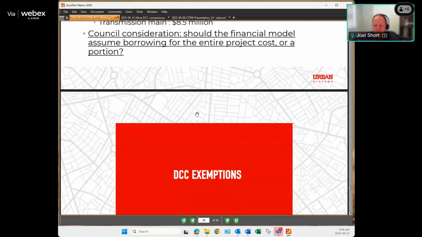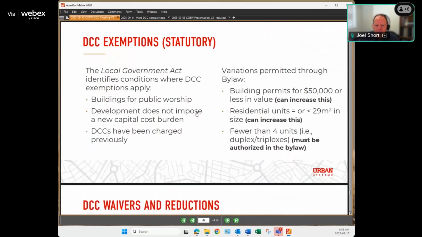Okay, sounds good. I'll also quickly go over some exemptions. I won't go through this in a lot of detail, but there are certain things that are exempt, like buildings for public worship and places where DCCs have previously been charged. We've already touched on the building permit exemption. A small unit, like a micro suite under 29 square meters, which is about 300 square feet, is also exempt.